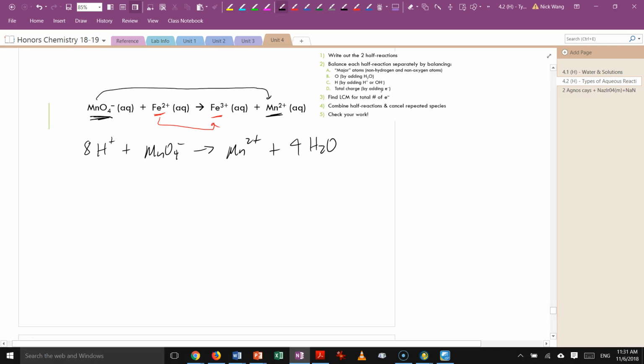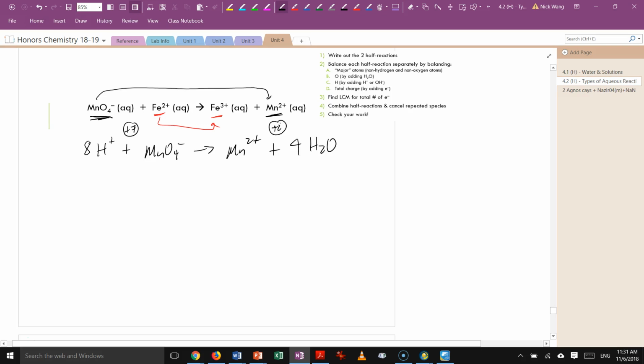Then we have to balance the total charge by adding electrons. Let's add up the total charge on the left and the total charge on the right. I have 8 plus from this, and a minus 1 from that, so that's a total of plus 7 on the left side. On the right side, I have just a plus 2 from that, and there's 0 charge with water, so that's 0. We have a plus 7 overall on the left side and a plus 2 overall over here.